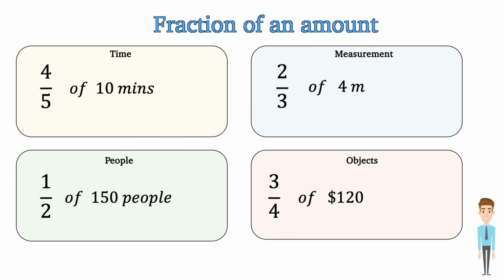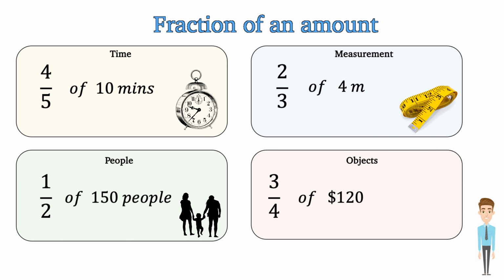Now I showed you this idea with sharing lollies. Did you know that this skill can be used on practically any real-world thing or object? For instance, finding a fraction of an amount of time, or an amount that is a measurement, or an amount of people, or an amount of objects such as money. That is why we use the word amount in the title, because it can be used for everything.